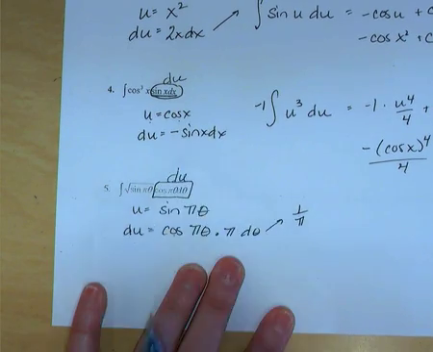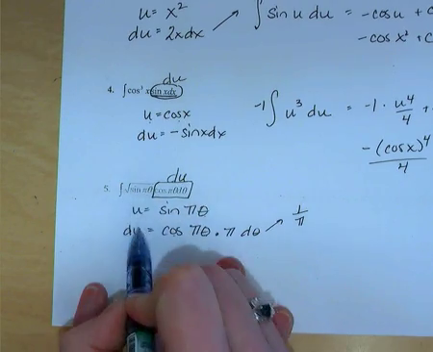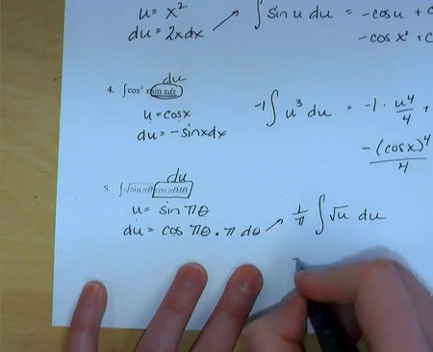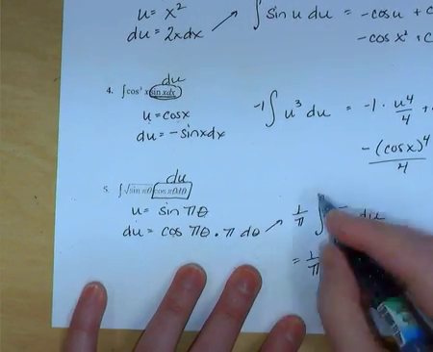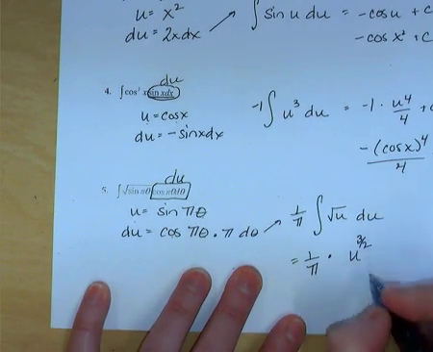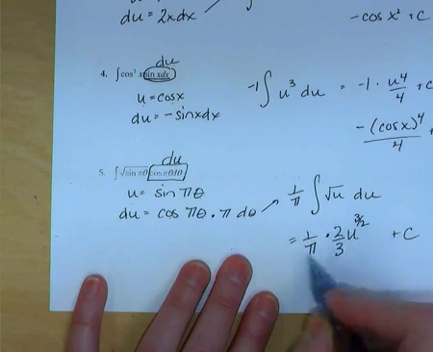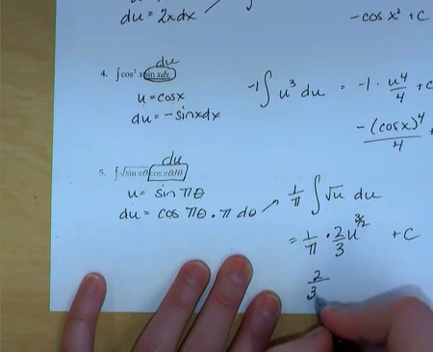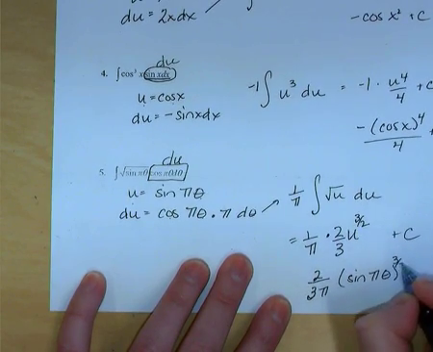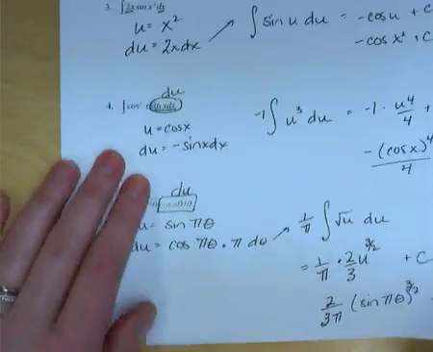That turns into my du, and this becomes, instead of the square root of sine of pi theta, the square root of u. So the integral becomes the square root of u du, and then I integrate 1 over pi times u to the 1/2, add 1 to your exponent, and then multiply by the reciprocal, plus c. Your final answer, if I just rewrite this, is 2 over 3 pi, and then I have sine of pi theta raised to the 3/2 plus c. Hopefully that's helping you out a little bit there, okay?